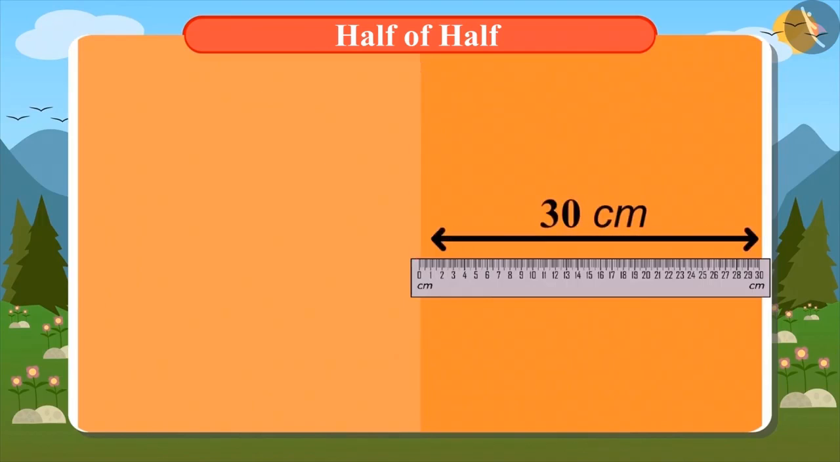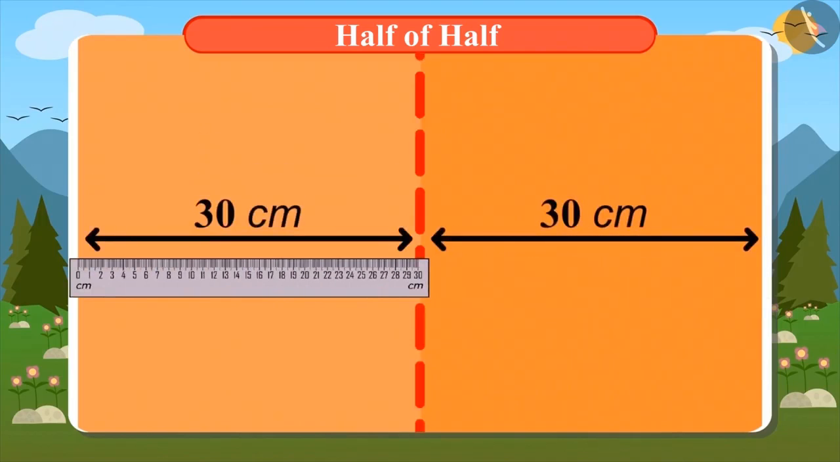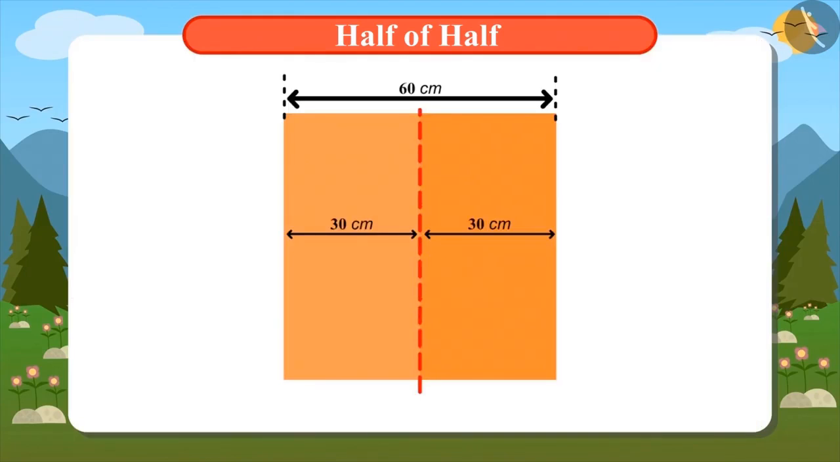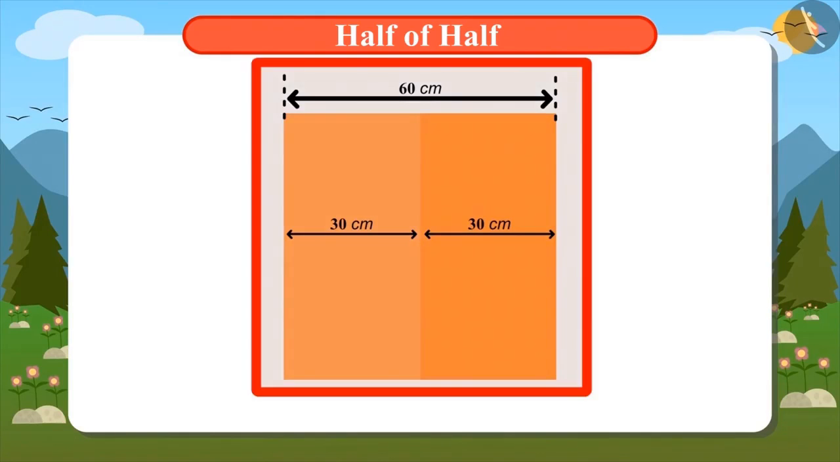Now measure the distance from this line to the edges on both sides of the paper. By doing this, we came to know that the paper is now divided into 2 equal parts and each part is 30 centimeters. This paper is now divided into 2 halves. Yes. Now we need to find the 1/4 part of this paper.